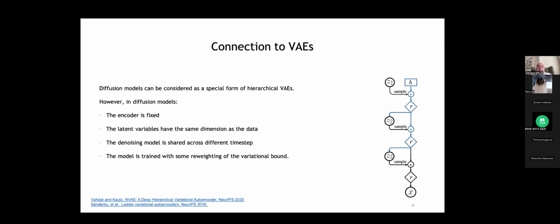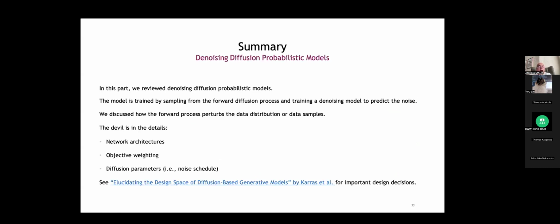Connection to VAEs, yeah, there is theory there, but I won't get into it. I'll probably leave it here.